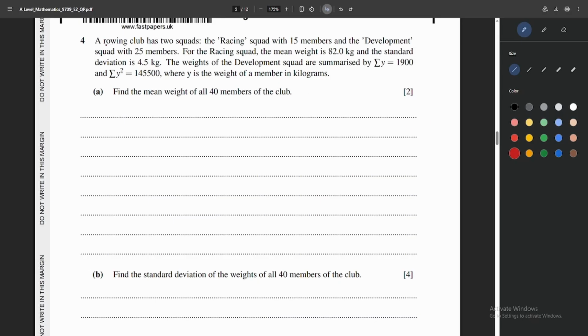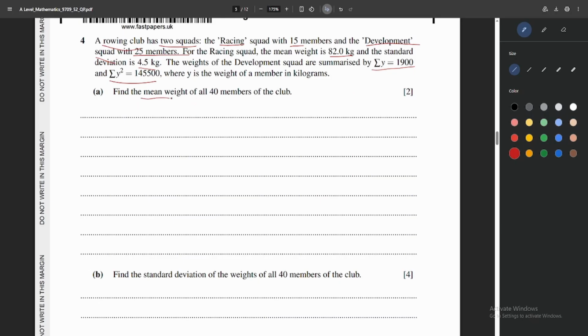In this question, we have a rowing club, which has two squads: the racing squad with 15 members and the development squad with 25 members. For the racing squad, the mean weight is 82 kgs, standard deviation 4.5. For the development squad, the sum of y is 1900 and the sum of y squared is 145,500, where W is the weight of the member in kilograms.